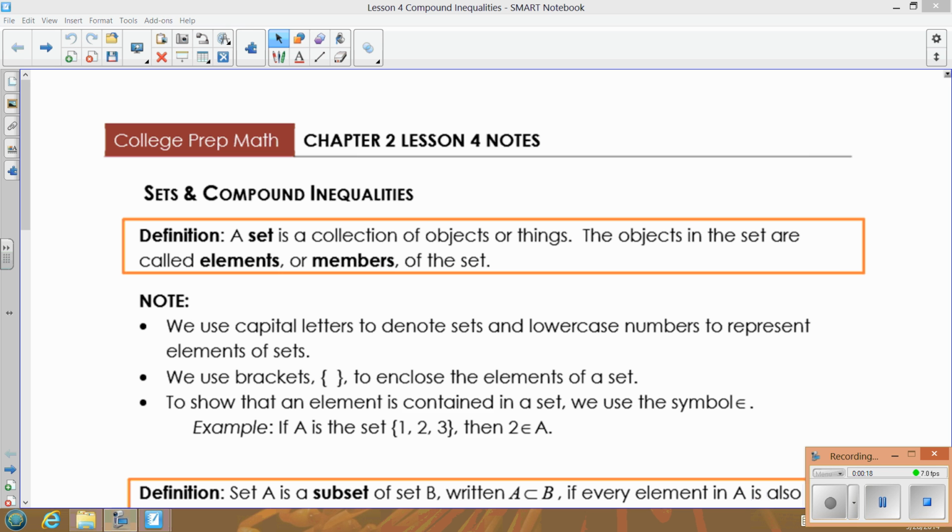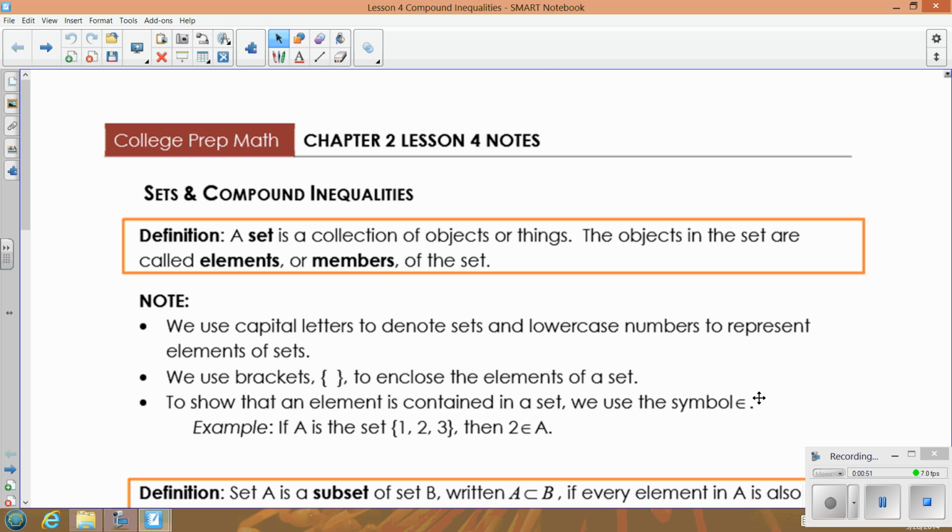So first thing is a definition of a set. It's a collection of objects or things. The objects in the set are called the elements or the members of the set. When we're talking about a set, we use capital letters to denote the set and lowercase letters to represent the elements of the set. We use the curly brackets to enclose the elements of a set. And to show that an element is contained in a set, we use this epsilon symbol here.